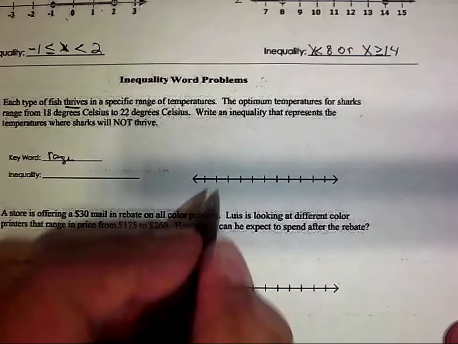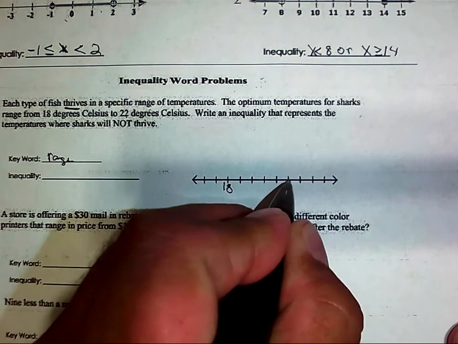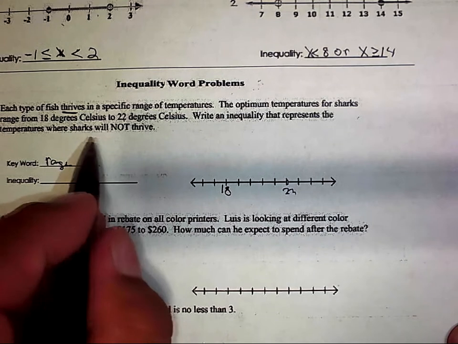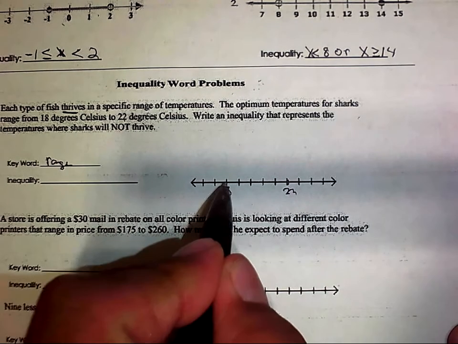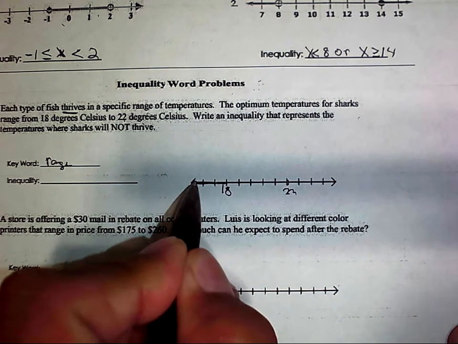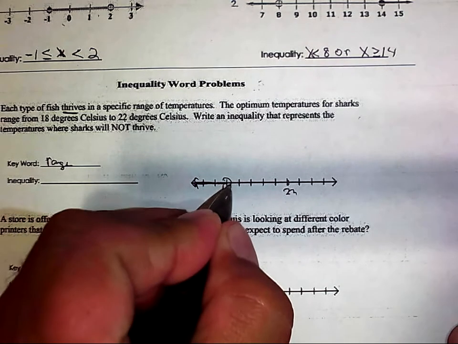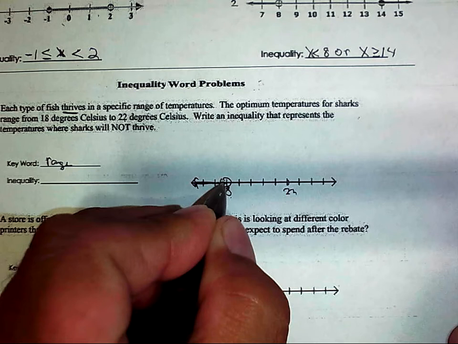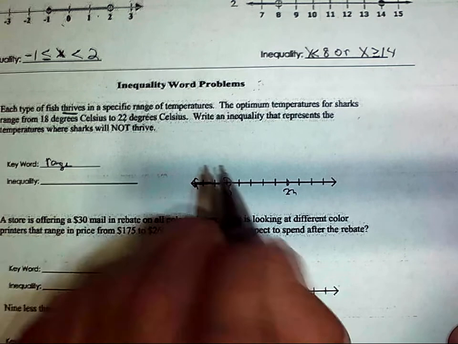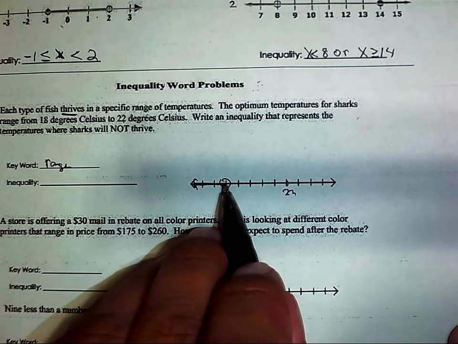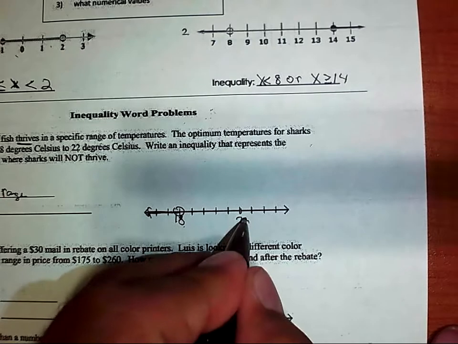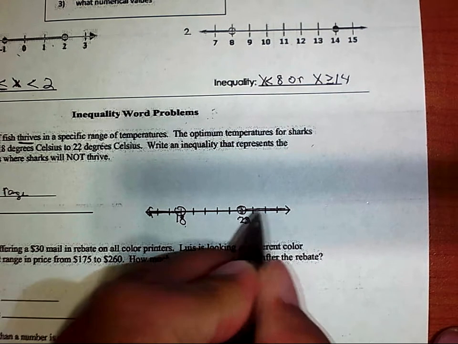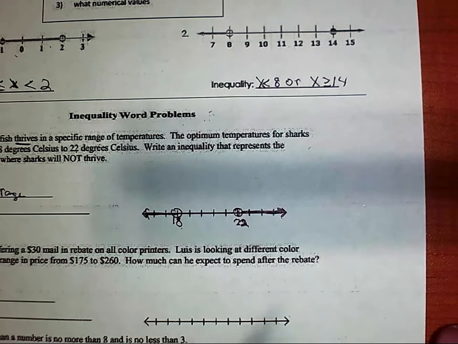So then, look guys, I'm going to put 18 here, and I'm going to put 22. Now, they're asking us, what is the range that they will not thrive? Well, they will not thrive all the way over here, all of this. They will thrive at 18, so I'm going to put an open circle because if I put a solid, that's including. So they would thrive at 18, that's why I'm going to put an open circle. But they would not thrive this way. What about the 22? Well, open circle, and they would not thrive at 23, 24, 25, and so forth. And that's the answer for that one.